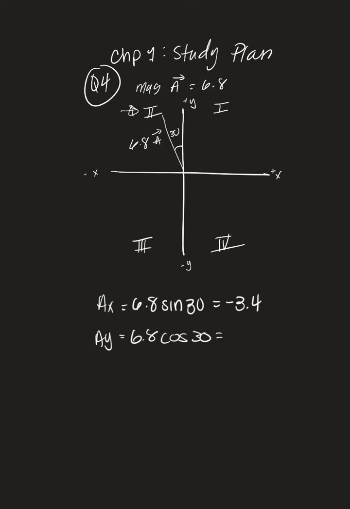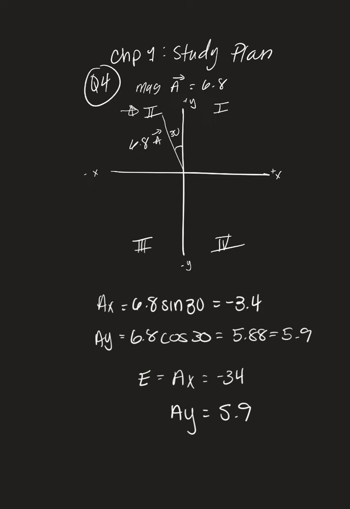equals 5.9. So the answer will be AX equals negative 3.4 and AY equals positive 5.9.